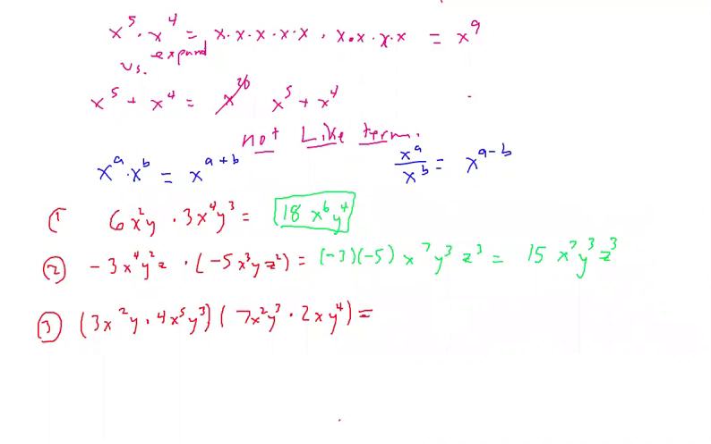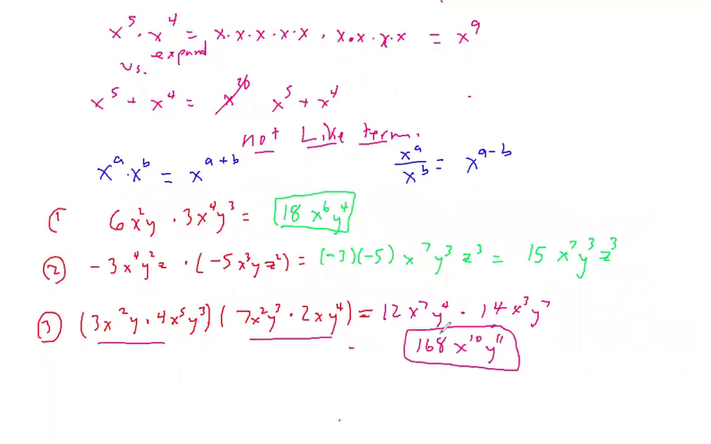Now take that last problem and do it. So just taking this parentheses and working it, I get 12x to the 7th, y to the 4th, and taking this parentheses and working it, 14x to the 3rd, y to the 7th. Put them all together and I get 168x to the 10th, y to the 11th. There's my answer that I get.